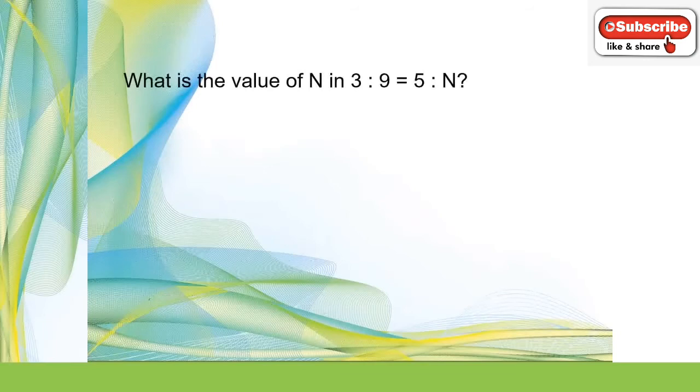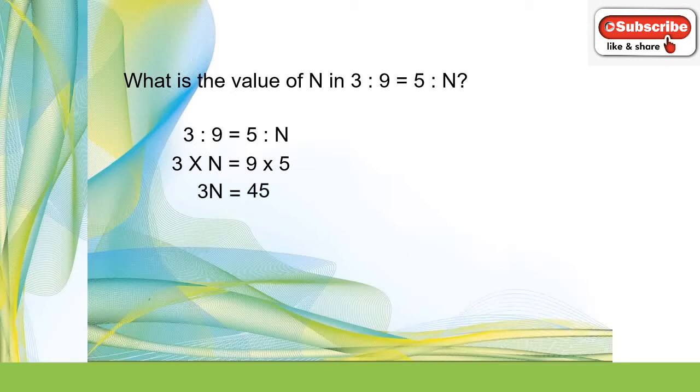What is the value of n in 3:9 as 5:n? To find the value of n, multiply the extremes and multiply the means. So we have 3 times n, then 9 times 5. 3 times n equals 3n, 9 times 5 equals 45. Divide both sides of the equation by the numerical coefficient. So we have 3n divided by 3 and 45 divided by 3. Therefore, n is equal to 15.